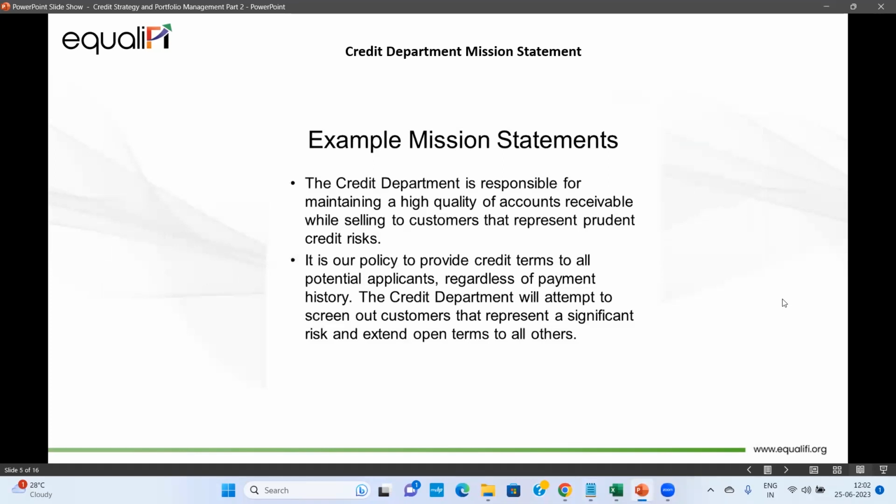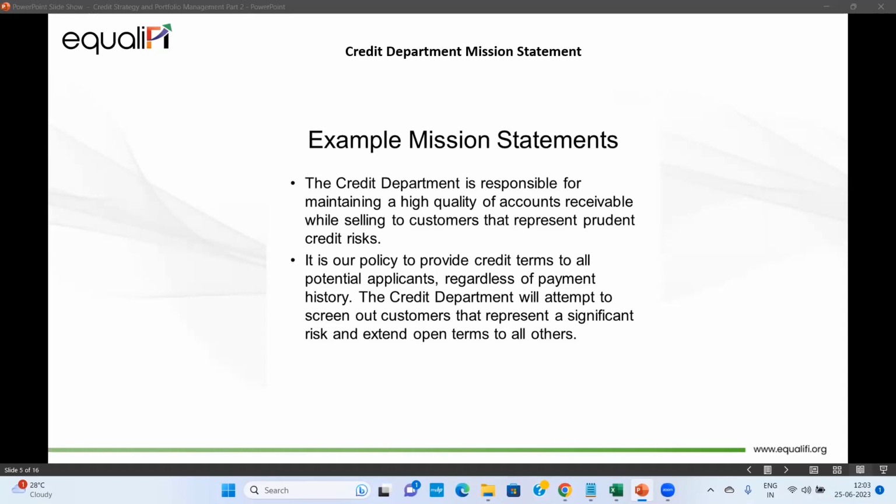So what is an example of a mission statement? The credit department is responsible for maintaining a high quality of accounts receivable. High quality, not high quantity. Remember, high quality of accounts receivable. High quality of accounts receivable means one who pays in time.